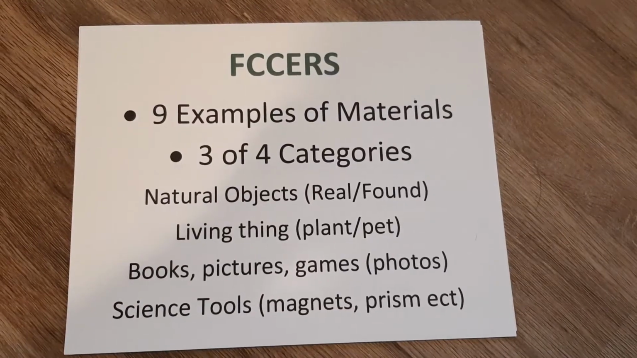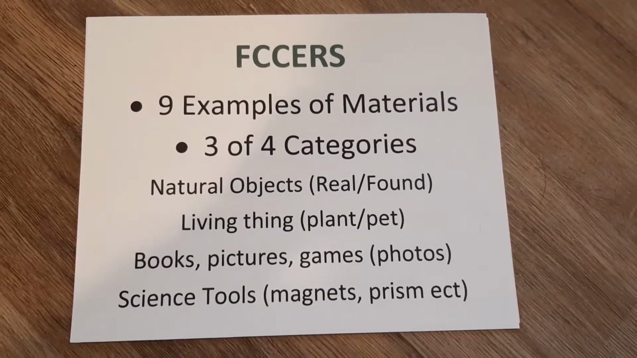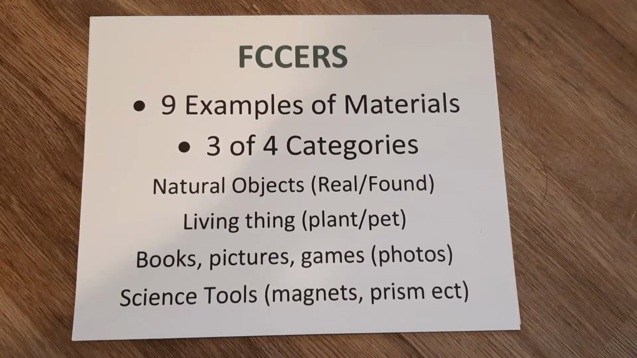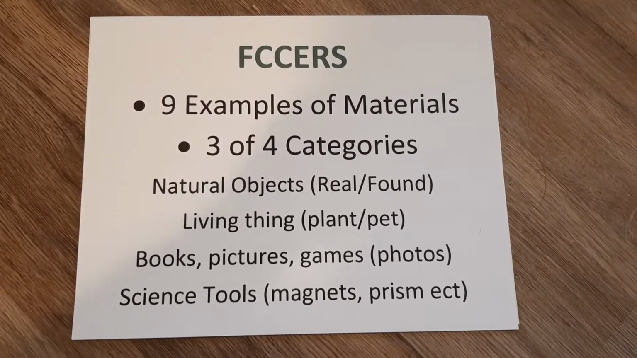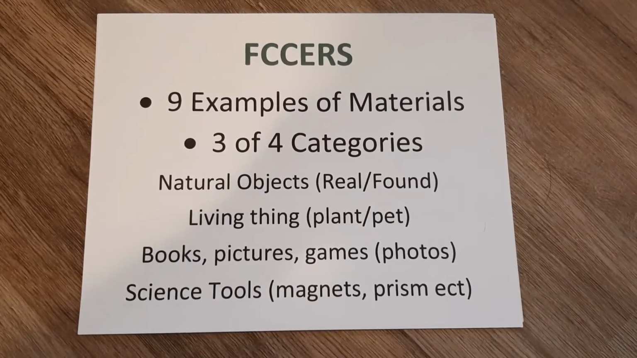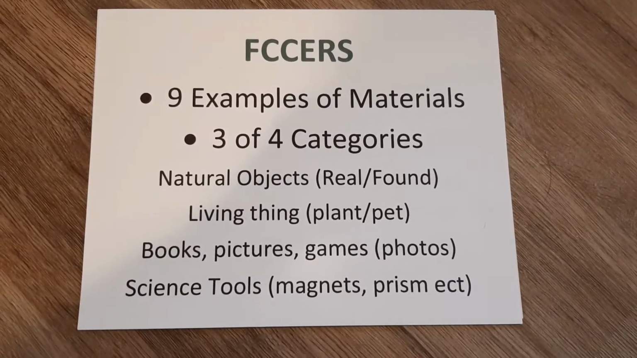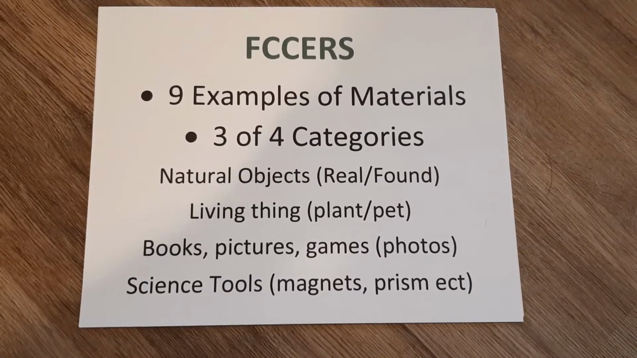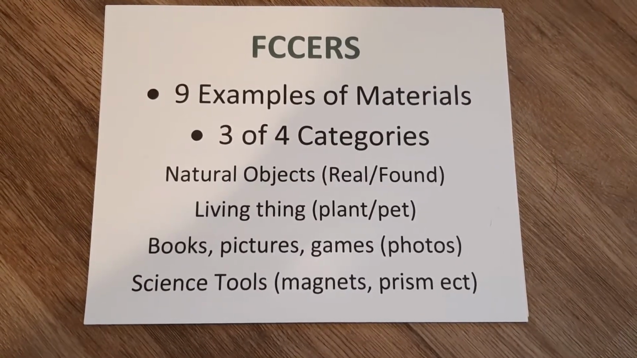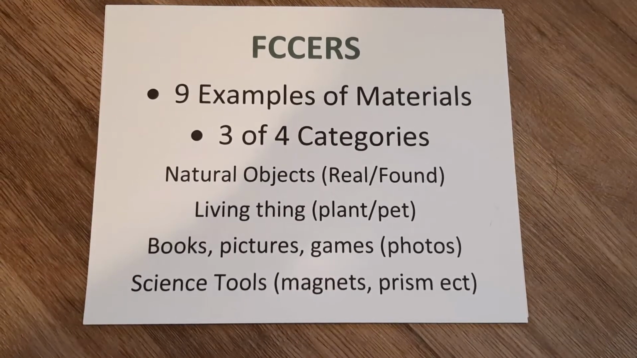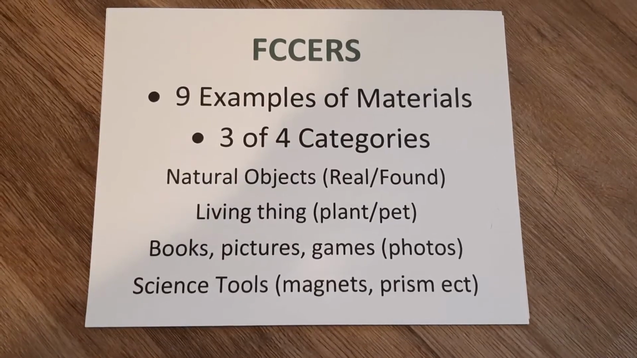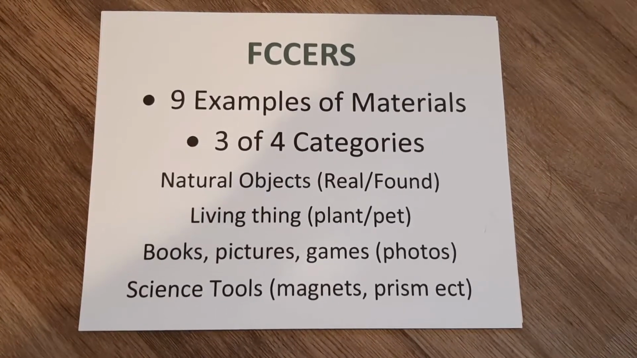First, we're going to look at the FCCERS scale. For the FCCERS scale, you need 9 examples of materials using 3 out of the 4 categories. And here are the categories: natural objects, real and found objects, living things, a plant, a pet, a garden, books, pictures, and games that have real-life photos, and science tools such as magnets, prisms, magnifying glasses, balance scale.